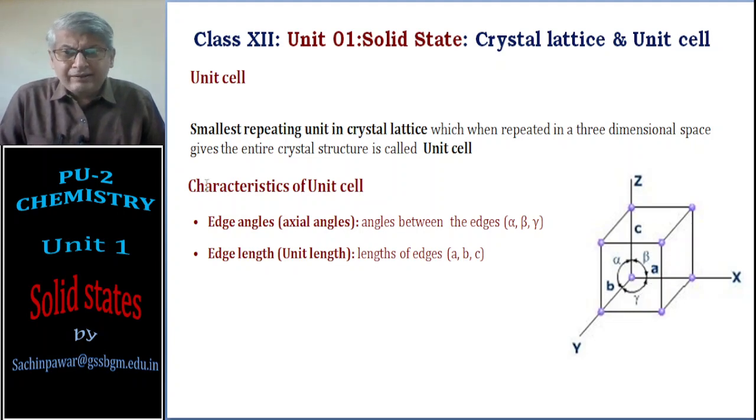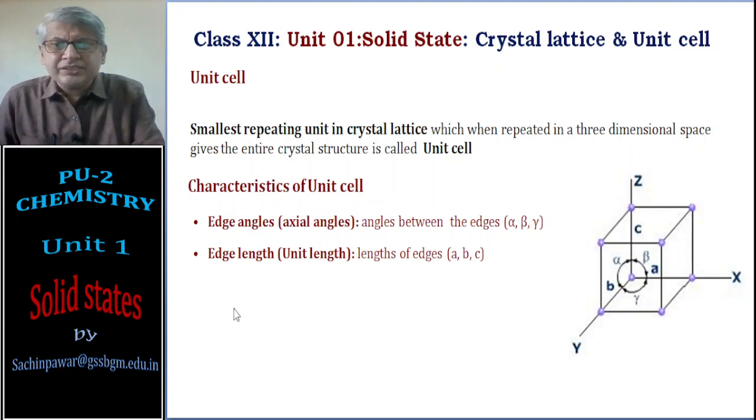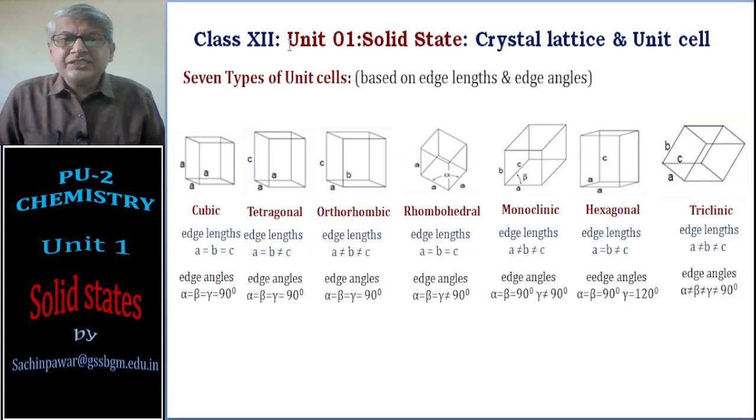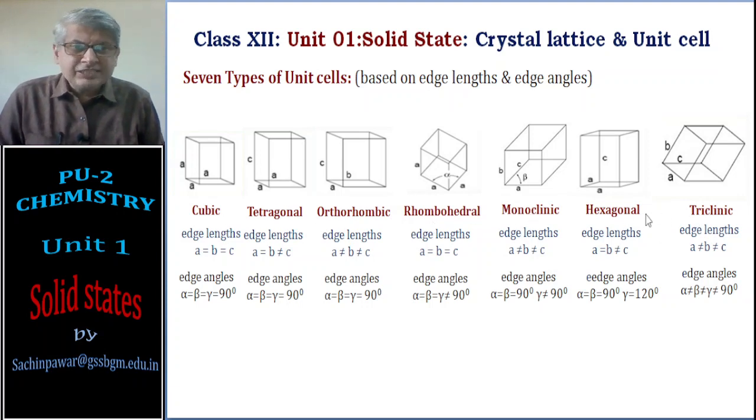So these are the two characteristics, and based on these you can choose any solid in the present scenario, and you will find it exists in one of these seven types of unit cells: 1, 2, 3, 4, 5, 6, 7. Cubic, tetragonal, orthorhombic, rhombohedral, monoclinic, hexagonal and triclinic. The difference between them is simply the correlation between the edge lengths and the edge angles.